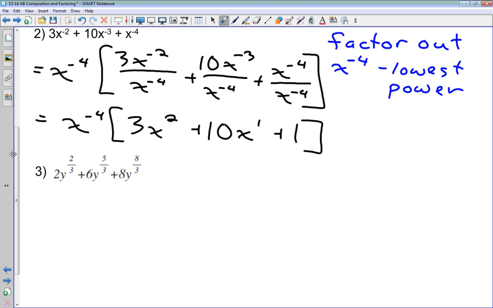What if we have fractional exponents? 2y to the 2/3 plus 6y to the 5/3 plus 8y to the 8/3.